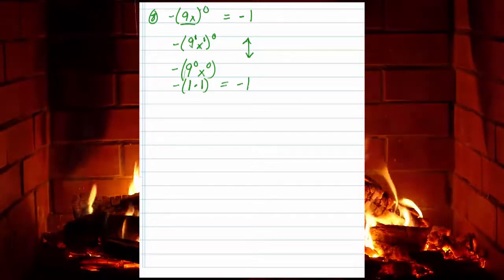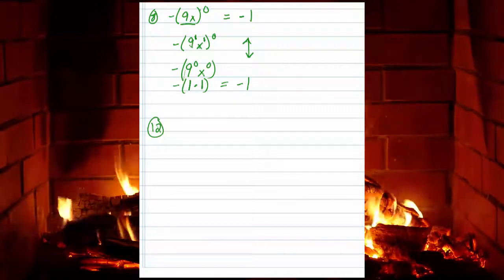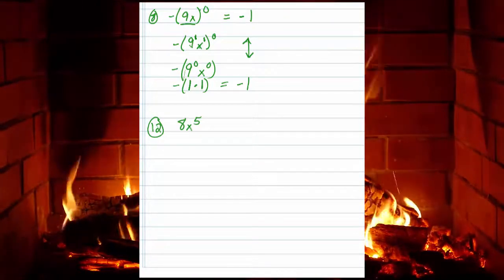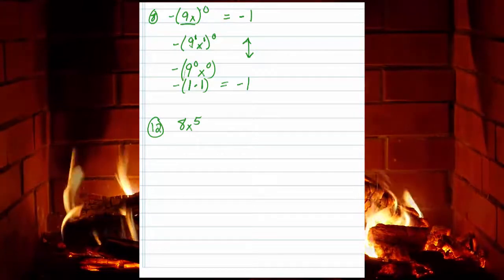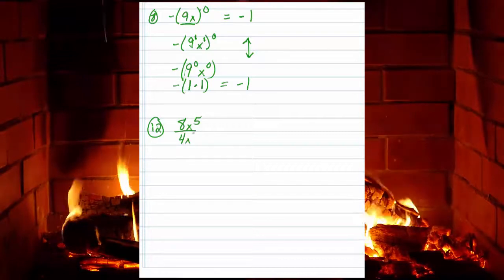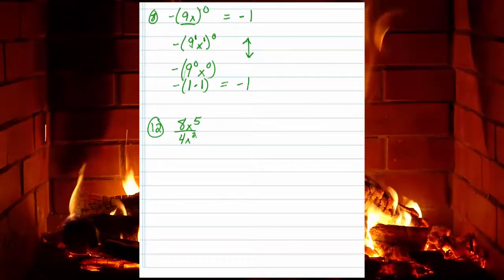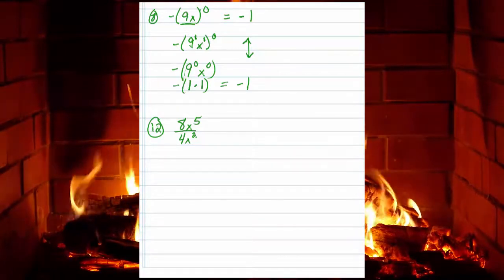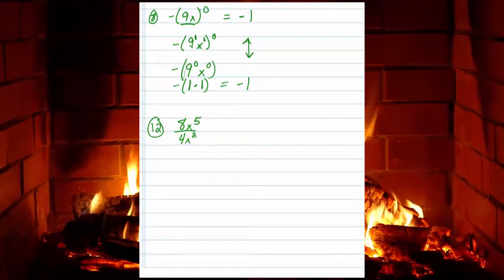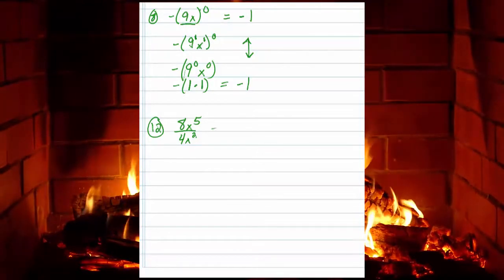Number 12. Number 12 reads 8x to the 5th over 4x squared. Now the first part of this problem that I'm going to deal with is the 8 over 4. 8 over 4 simplifies very cleanly. We know that 8 divided by 4 is 2, so that leaves us with a 2 in the numerator.